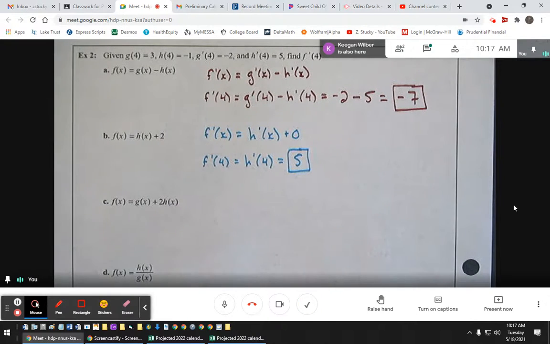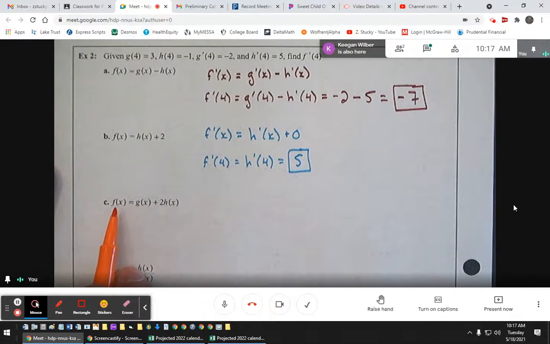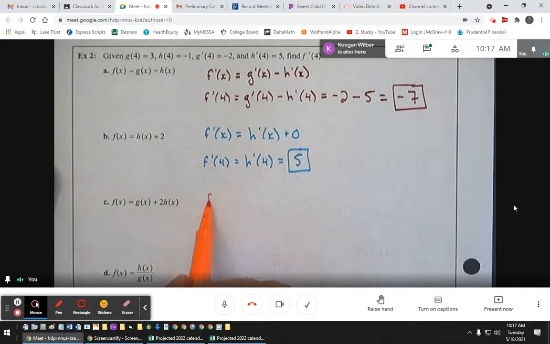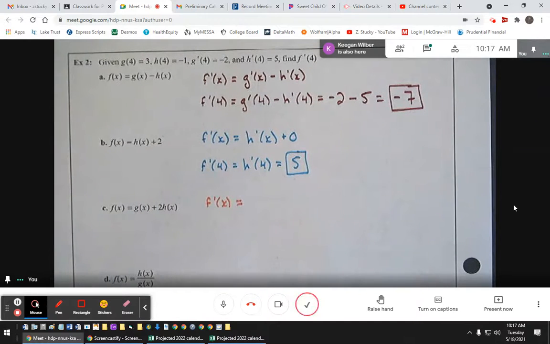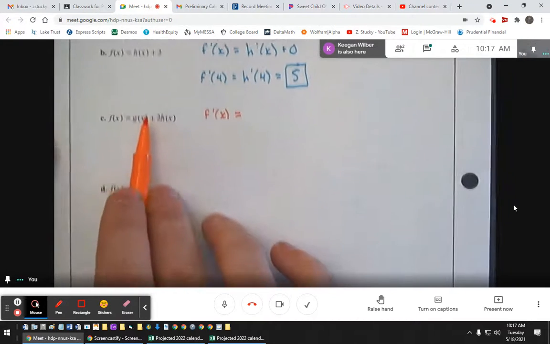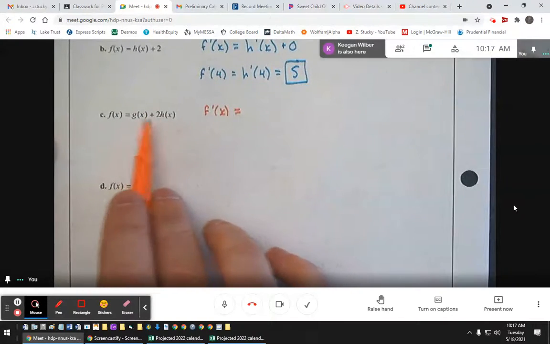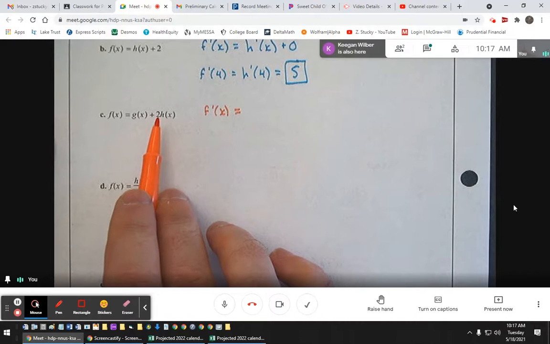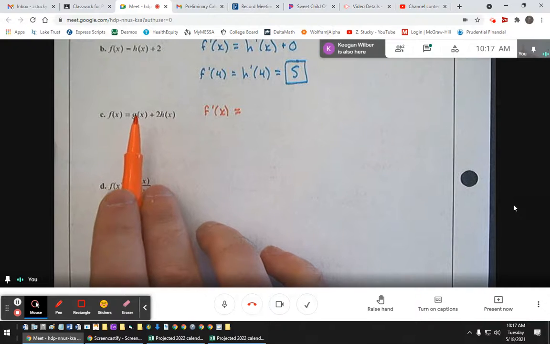All right, let's see how you did. So, what's the derivative of f? F prime equals. Now, step back, look at the problem overall, and decide what type of rule it is. Sum, difference, product, quotient. Sum, difference, which just means you derive each piece.